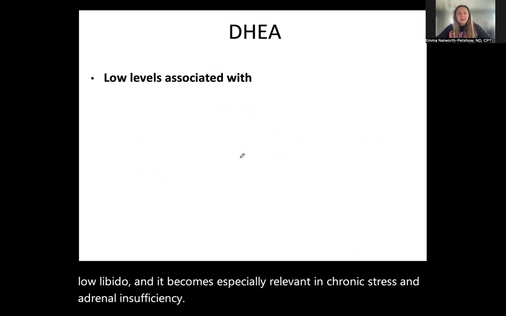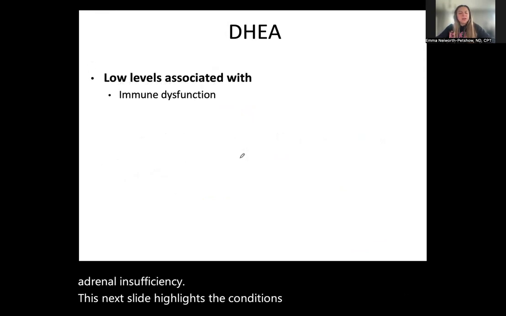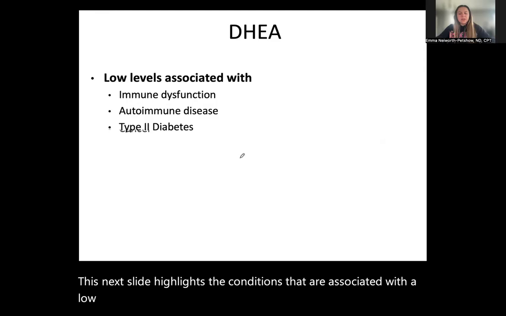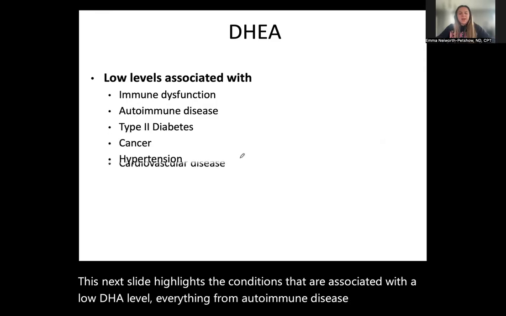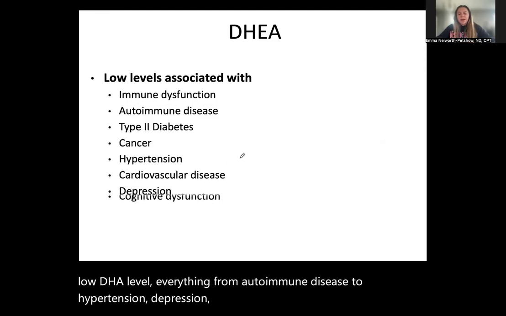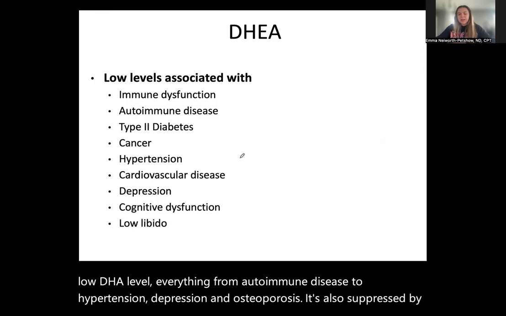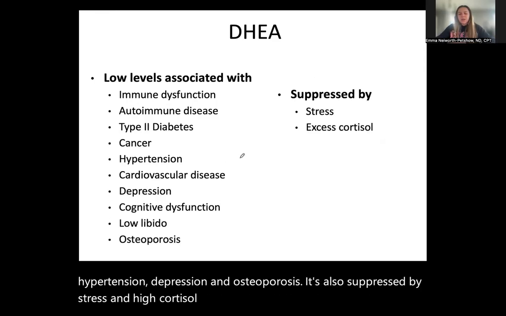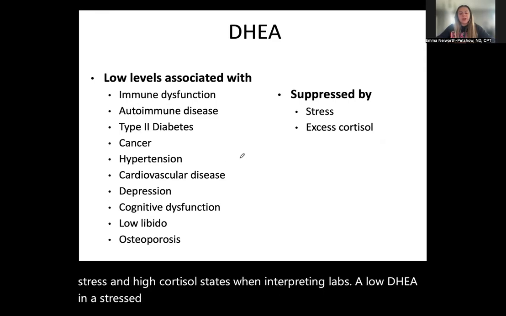This next slide highlights the conditions that are associated with a low DHEA level, everything from autoimmune disease to hypertension, depression, and osteoporosis. It's also suppressed by stress and high cortisol states. When interpreting labs, a low DHEA in a stressed patient can indicate chronic suppression of adrenal androgen production.